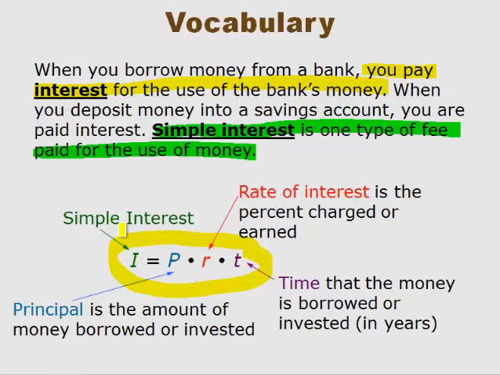where the I stands for simple interest, the P stands for the principal, which is the amount of money that is borrowed or invested, R is the rate of interest, so it's the percent charged or earned. And lastly, T is for time that the money is borrowed or invested in years.